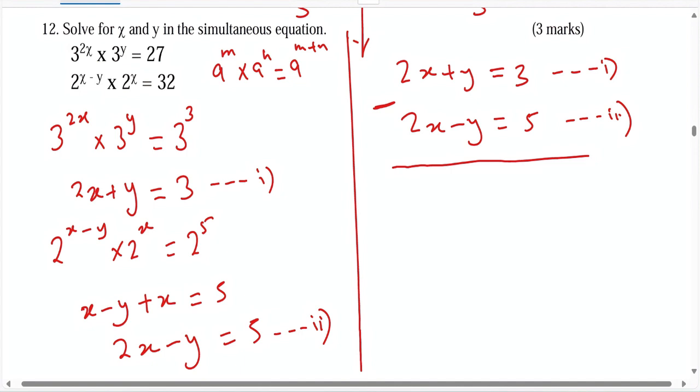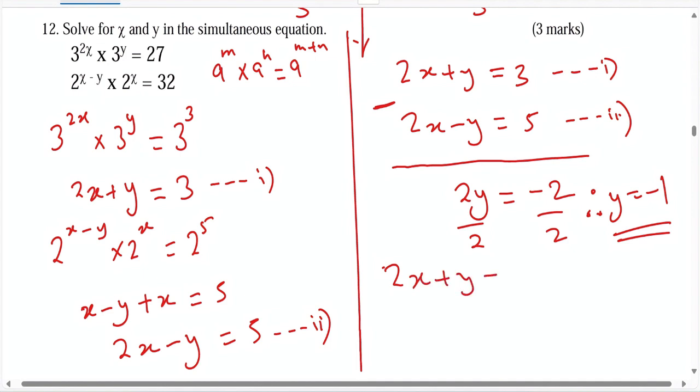So 2x minus 2x is 0. Y minus y itatupa y plus y which is 2y, na 3 minus 5 negative 2. So divide by 2. Divide by 2, y ni negative 1. Sawa, bado x sasa. So take any of the equation. Let me take your 2x plus y equal to 3. So 2x pale ambapo kuna y utasubstitute na negative 1. Negative 1 equal to 3. So basically ni plus 1 plus 1.